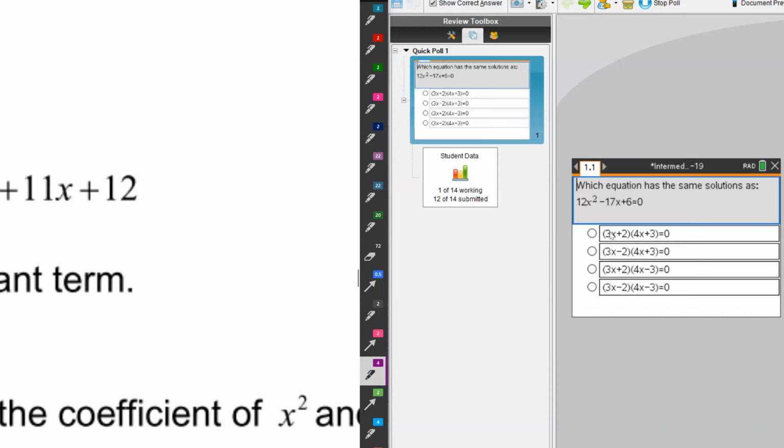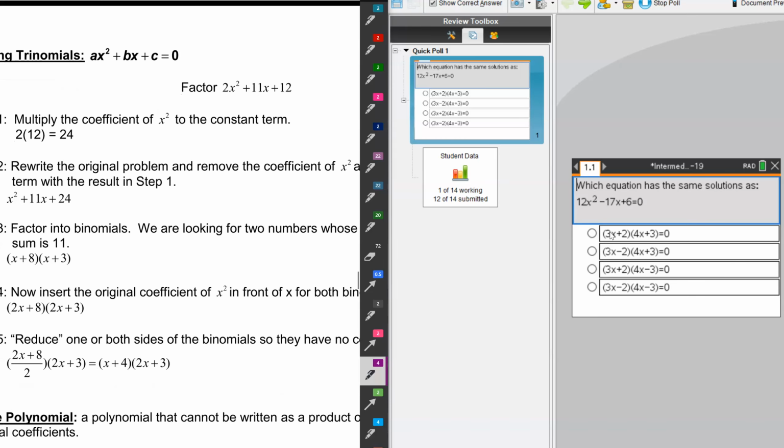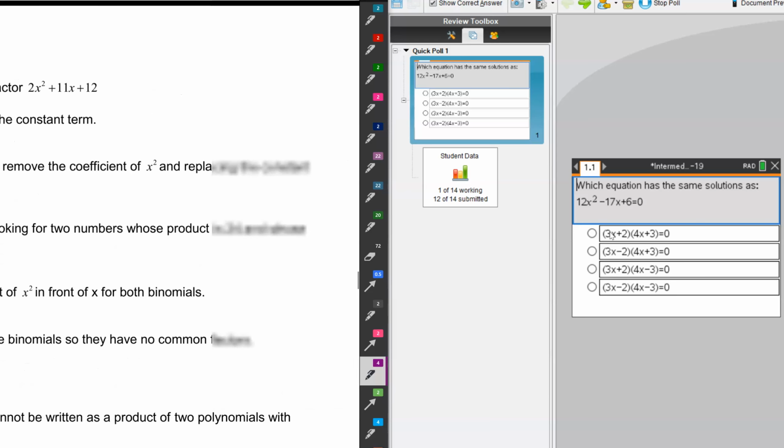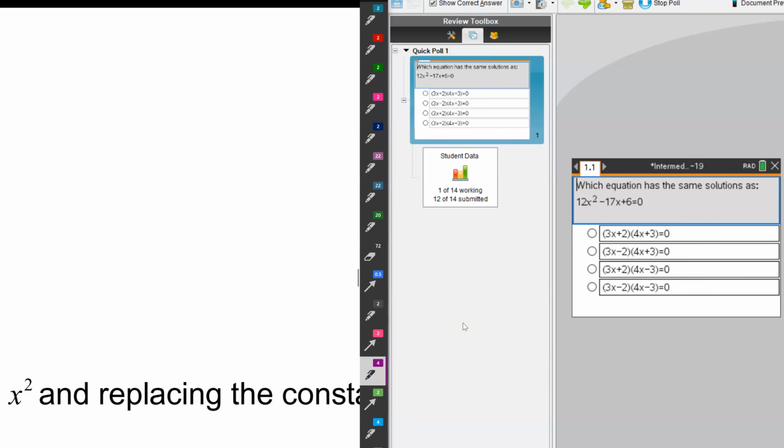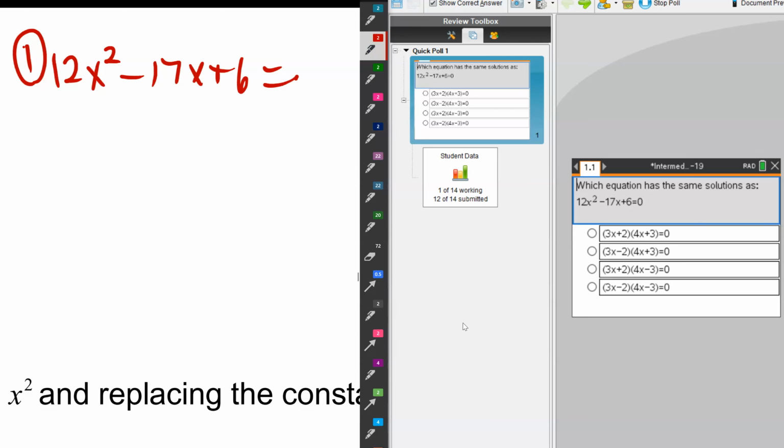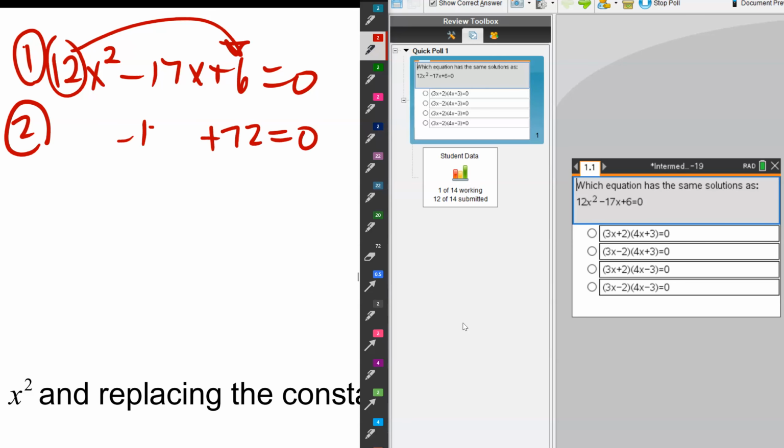All right, so on top of page 27, go through the 5 steps. The first thing we have to do, we need to take our 12 and multiply it to our c. We're taking the coefficient in front of x squared and multiplying it by 6. What is 6 times 12? 72. Okay. That's a big number.